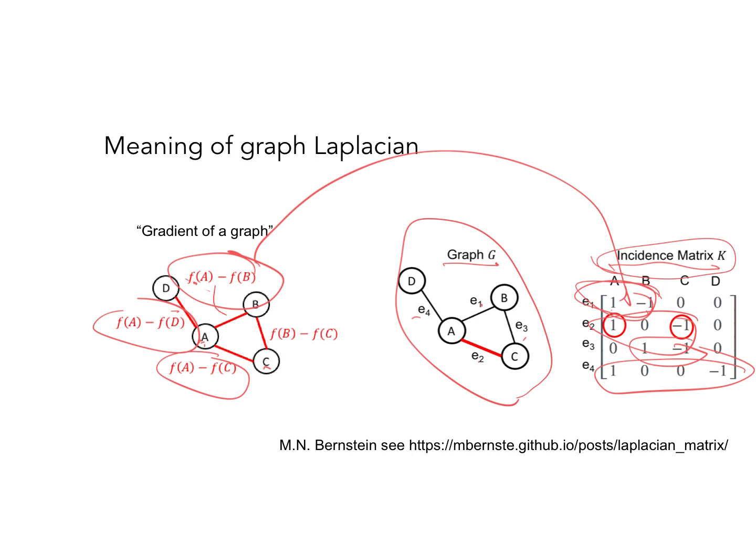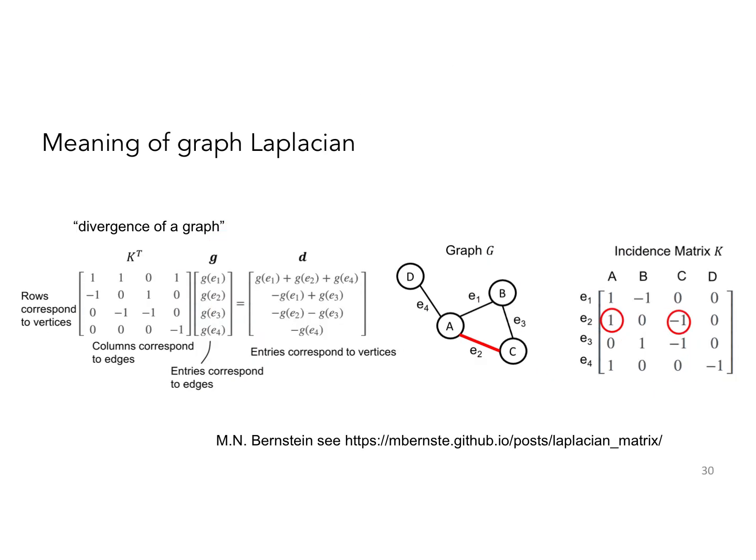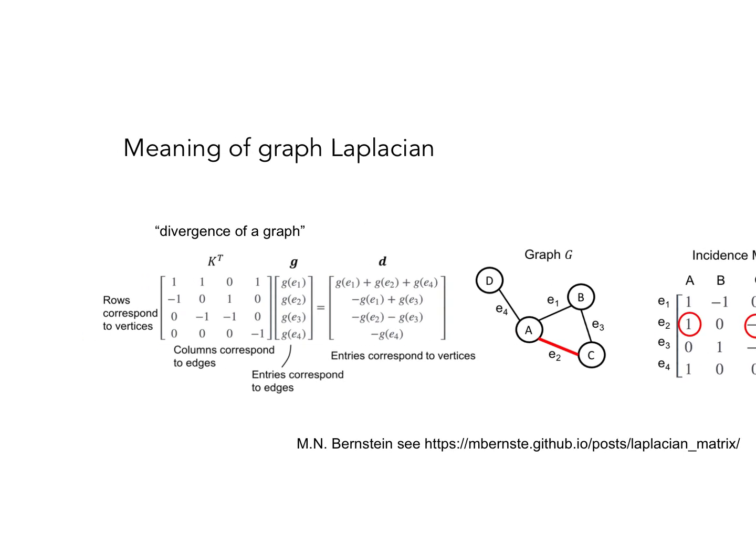Transpose of, so a gradient term is basically the incident matrix times the node feature. In this node feature, maybe I call it X. This will give you the gradient of X, and X is actually equal to the node features in A, B, C, and D. Now, what is a graph Laplacian?